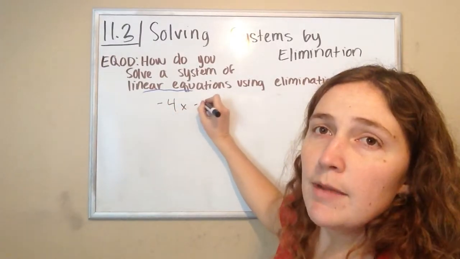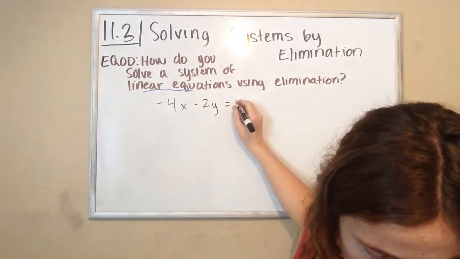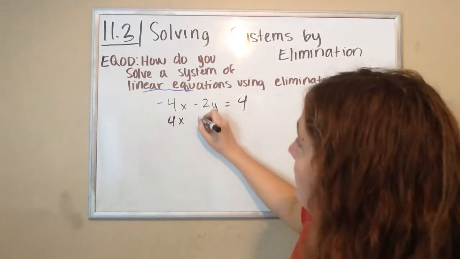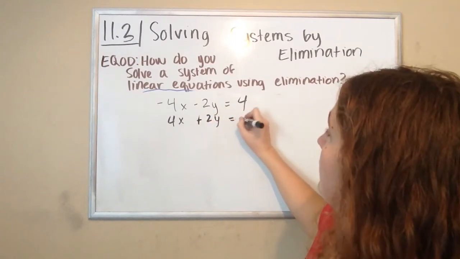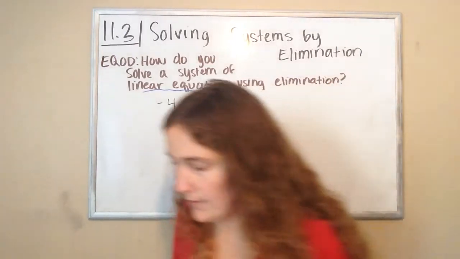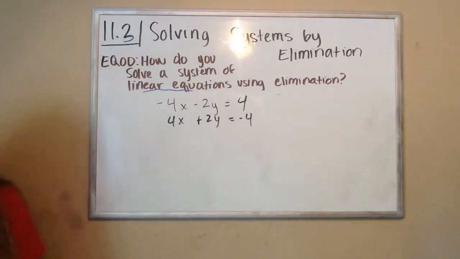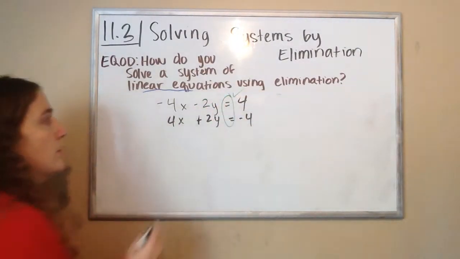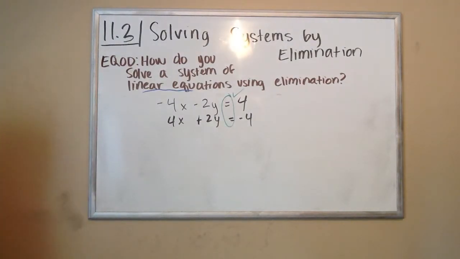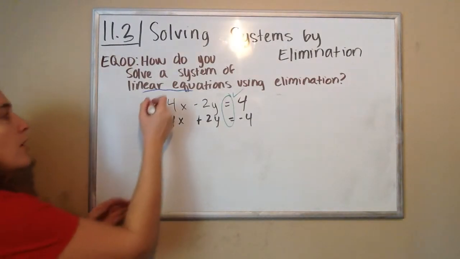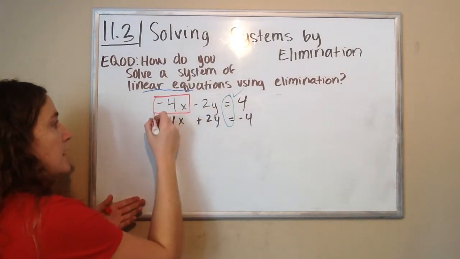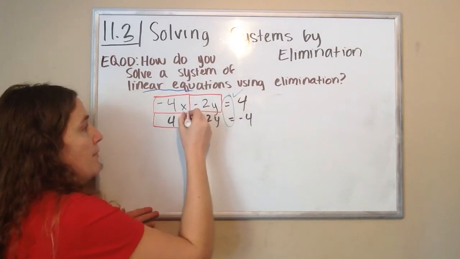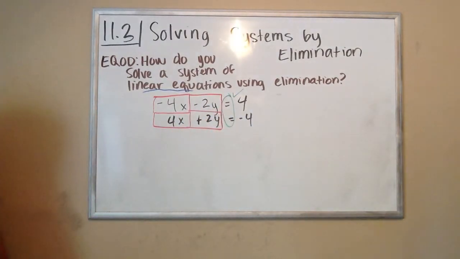Negative 4x minus 2y equals 4. 4x plus y equals negative 4. Okay. Here's our first example problem. Notice that the equal signs are lined up. That's good. Okay. And you can notice something else. We have our x's, negative 4x and 4x. Those are opposites. That's good. Negative 2y and positive 2y. Those are opposites. That's also good.